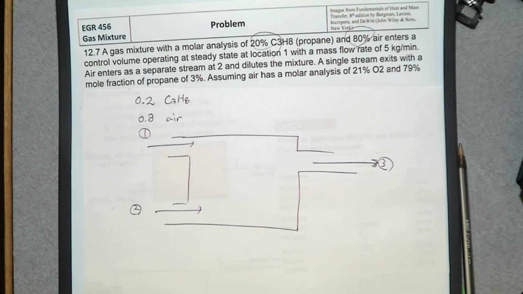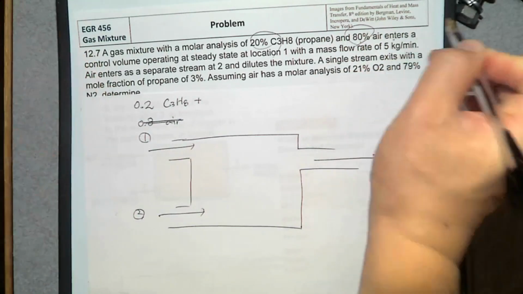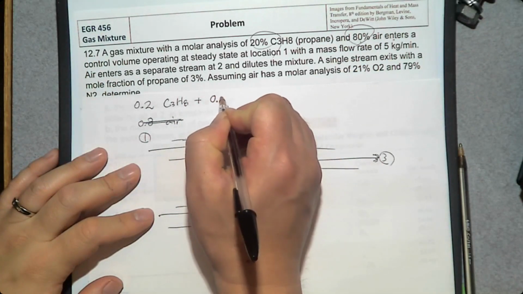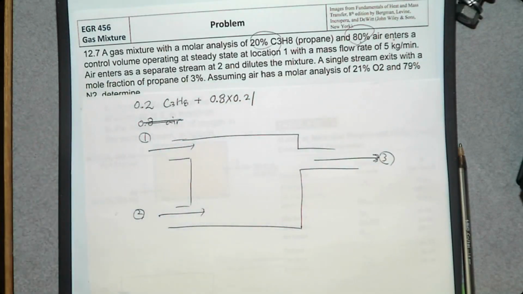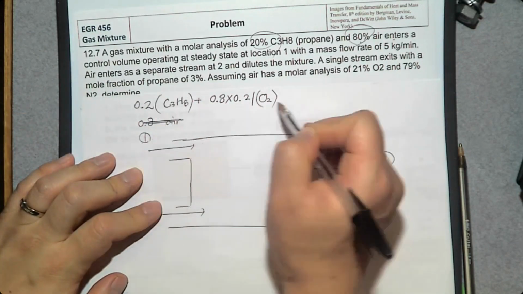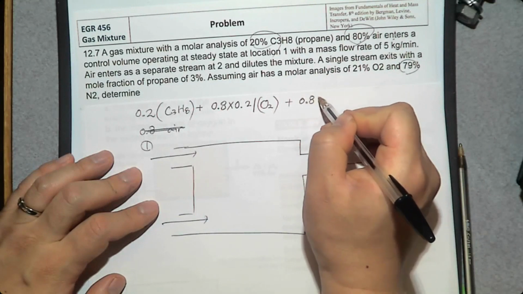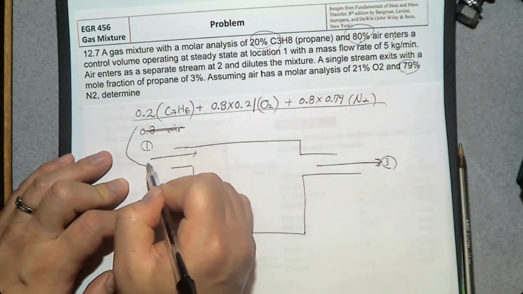We want to assume air has a molar analysis of 21% oxygen, 79% nitrogen. That means we have propane and 80% air. So what is the mole fraction of oxygen? It is 21% of 80%, so that is 0.8 times 0.21. That is the mole fraction of oxygen. And for nitrogen, 79% of 80%, so 0.8 times 0.79 is nitrogen. So these three go in at number one.